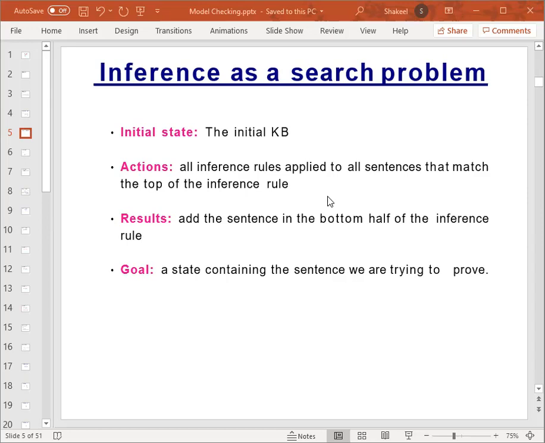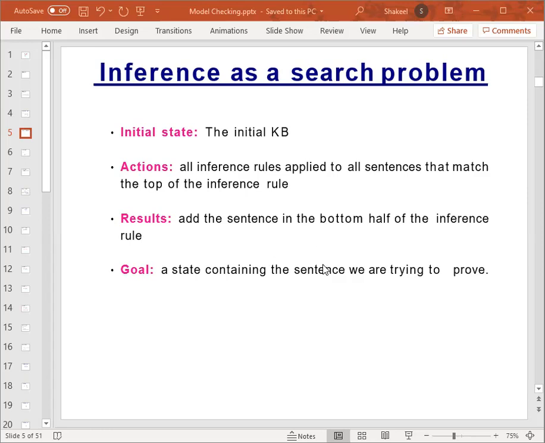So the set of actions would be all the inference rules that apply to all the sentences that match the premise of the inference rule. We are going to explore the possible actions over all the inference rules. The result would be to add the sentence that's in the bottom half. Whatever conclusion you get, you add that to the knowledge base.